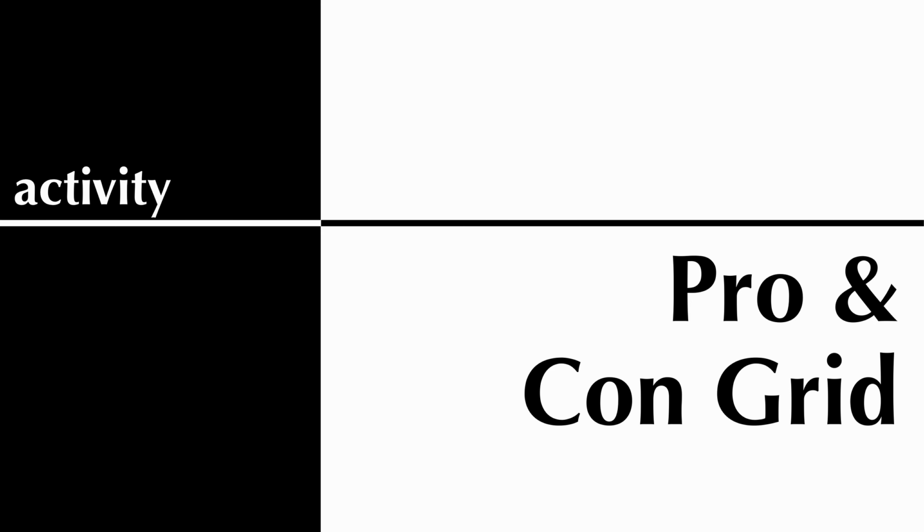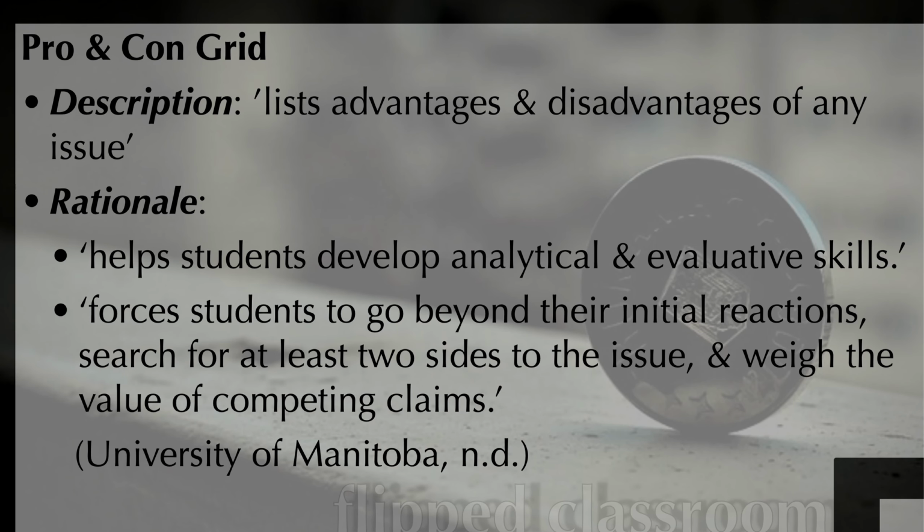Sort of on a similar, very general theme is the idea of a pro and con grid. In terms of description, a pro and con grid lists advantages and disadvantages of any issue. Advantages, we'd be pro. Disadvantages, con. You're welcome. The rationale for it, why you would do this, is it helps students develop analytical and evaluative skills. You need to analyze and evaluate to tell whether something's a positive, a pro, or a negative, a con.